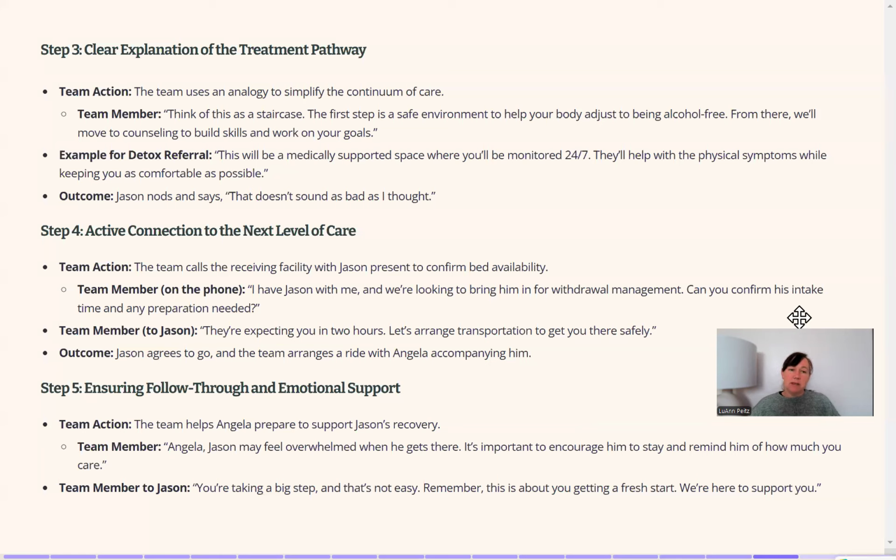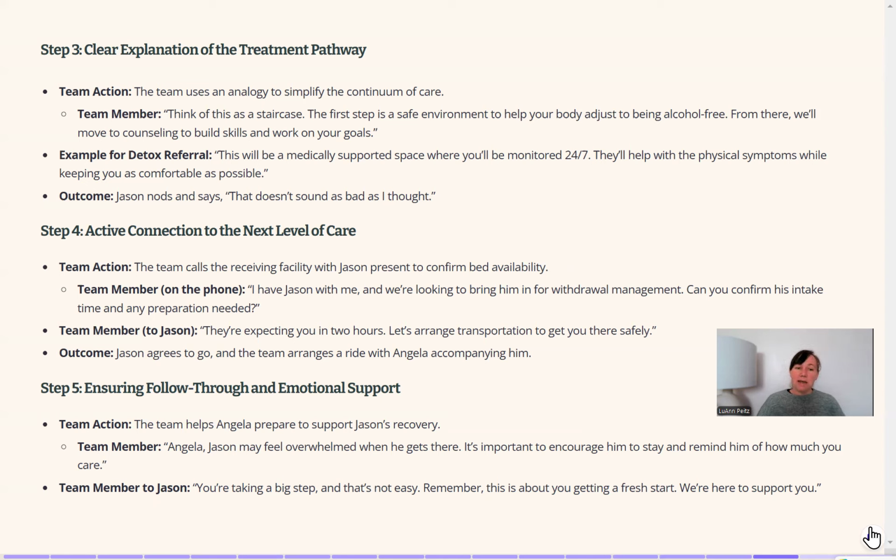So the team member might say, "Think of this as a staircase. The first step is a safe environment to help your body adjust to being alcohol-free. From there, we'll move to counseling and to build skills and work on your goals." So here's an example for detox referral. "This will be a medically supported space where you'll be monitored 24/7. They'll help with the physical symptoms while keeping you as comfortable as possible." The outcome is Jason nods and says, "That doesn't sound as bad as I thought."